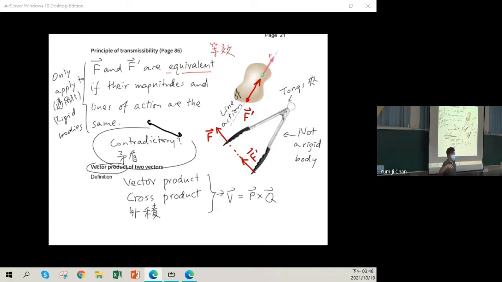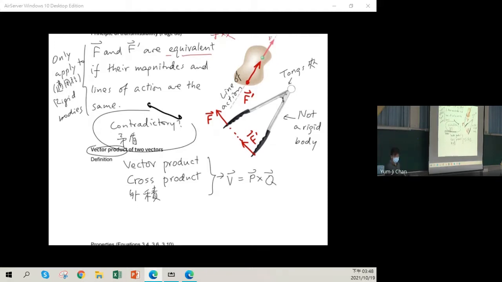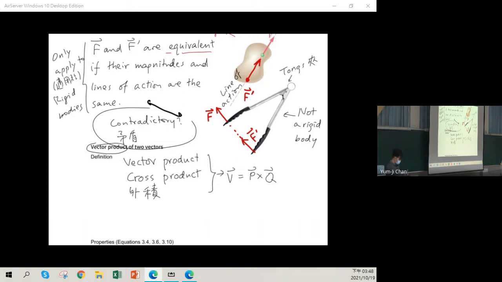So have you learned this thing? Yes, raise your hand. Okay, so you have learned this at high school, right? Therefore, you must know that B equals PQ sine theta.